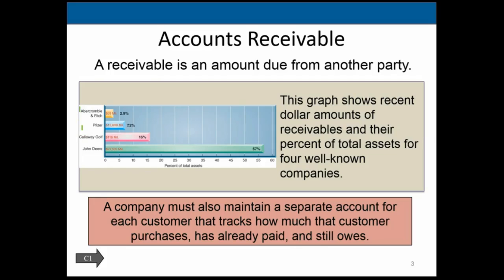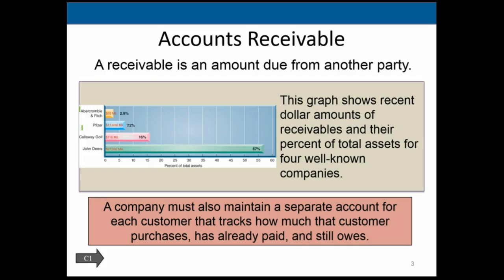A company must also maintain a separate account for each customer that tracks how much that customer purchases, has already paid, and still owes. Why do we want to track that? Because we need to know who owes us money so that we can then collect on it. So when we record the accounts receivable, remember that we're going to record it into another account, which in a prior chapter was called a subsidiary ledger, which will track that amount by person, by customer in that case.